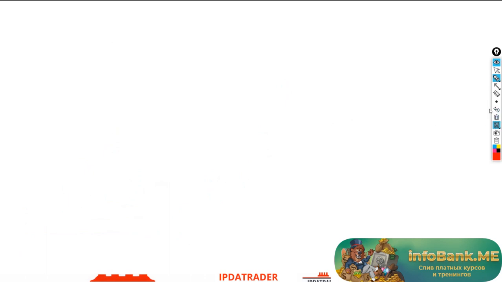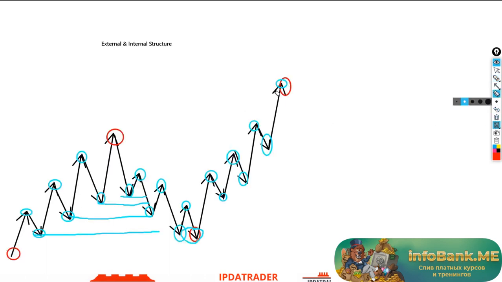So let me go ahead and remove some of this stuff in here, not everything, so we can get rid of this. And let's continue talking about structure. So your external structure is pretty important, right? Because this is what's going to determine your higher time frame trend, right? So this external structure means higher time frame trend, and your internal structure is your lower time frame trend.